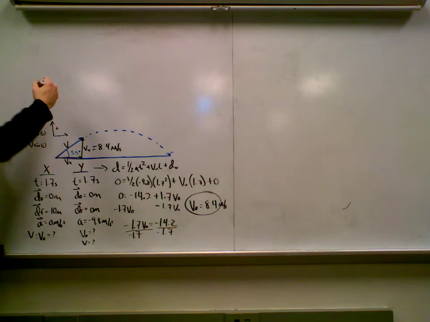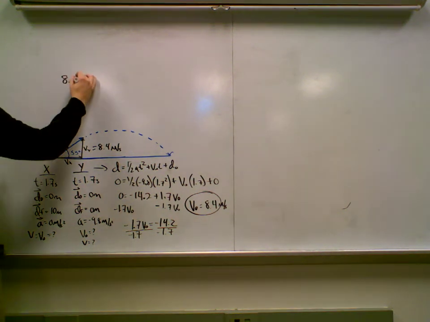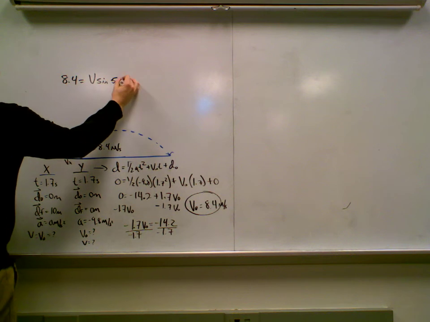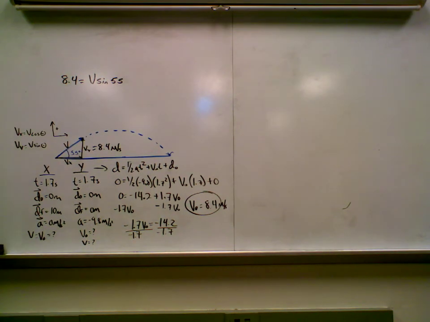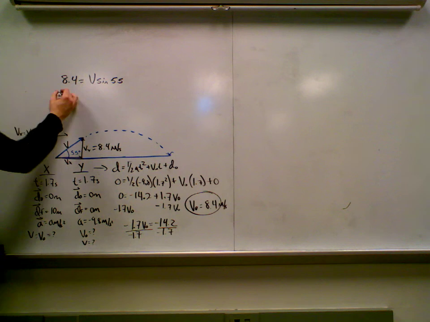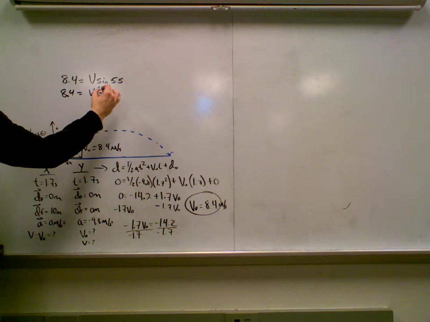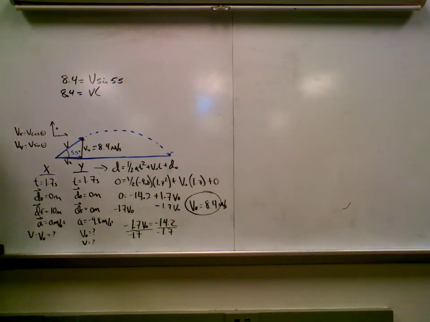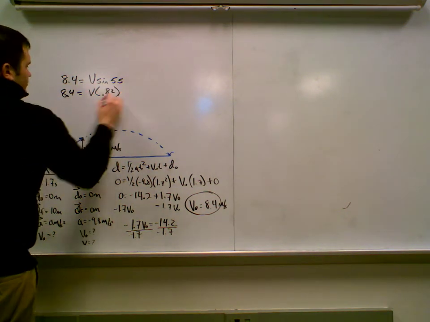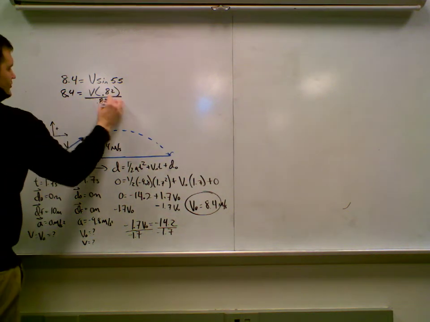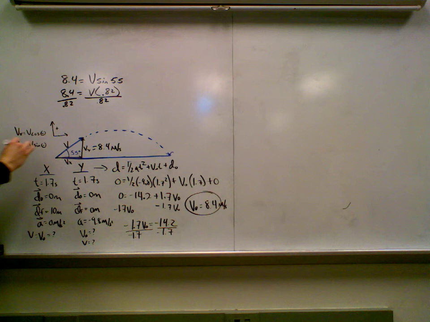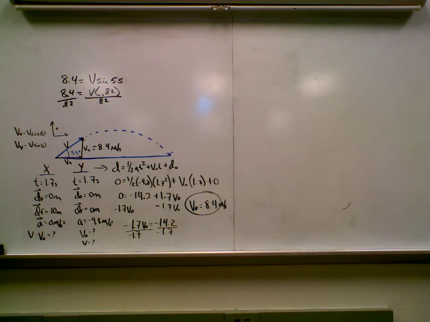Using the Vy equation, 8.4 equals V sine 55, right? Radians or degrees? Degrees. Sine 55 in degrees is 0.82, or 0.819. Divide by 0.82. 8.4 divided by 0.819, or 0.82, is 10.243.